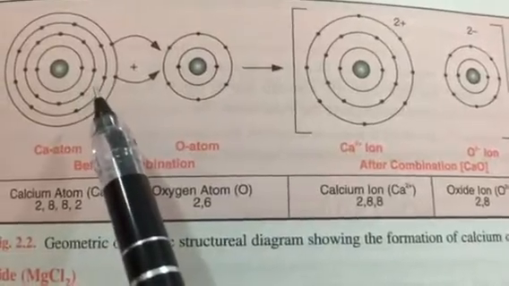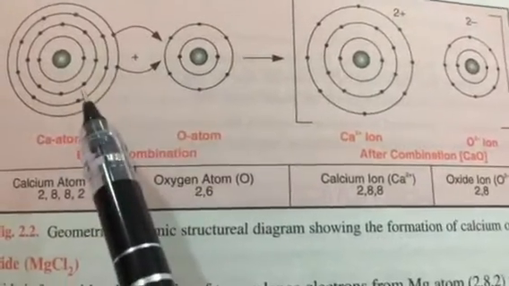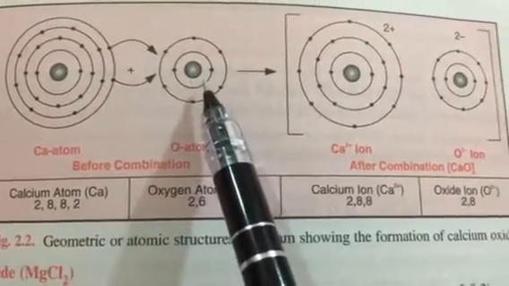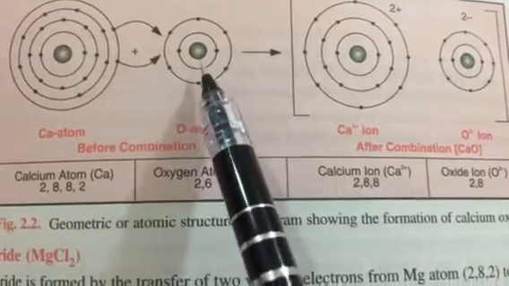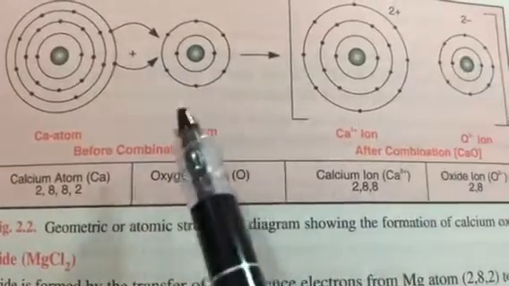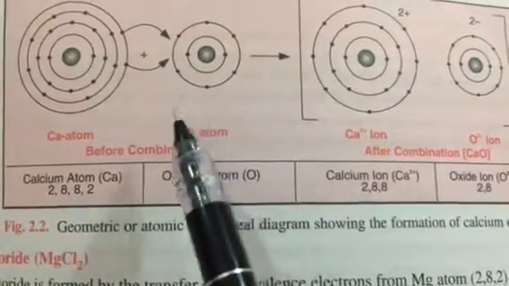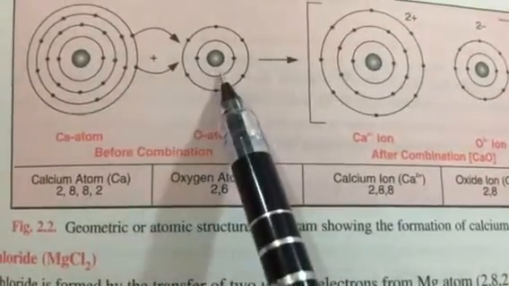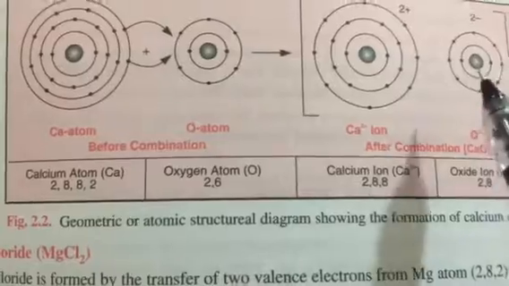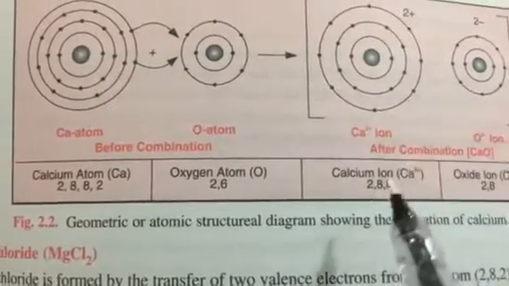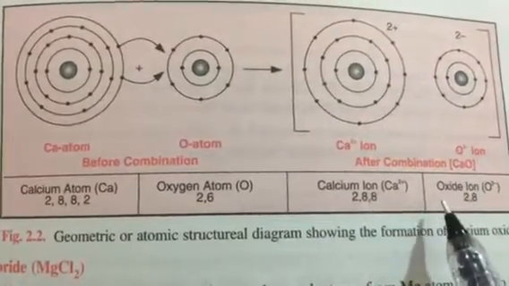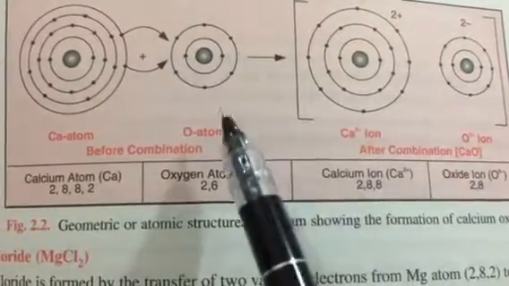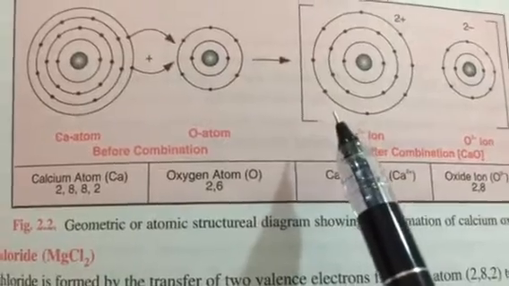So the loss of 2 electrons from calcium is also known as oxidation, and the gain of electrons by the oxygen atom to form the oxide ion is also known as reduction. So please understand, metals are undergoing oxidation, non-metals are undergoing reduction, and the two are joining to form a compound. In this case the compound is calcium oxide, and in the process both of them have a complete octet.